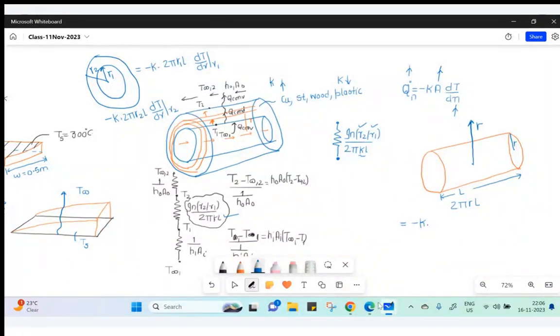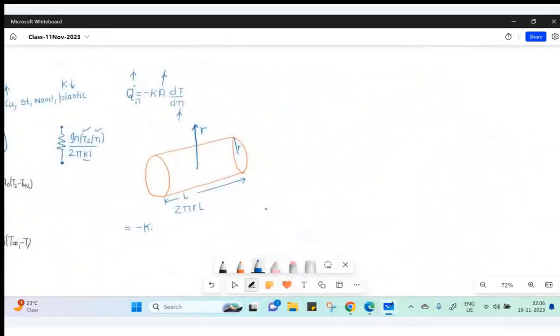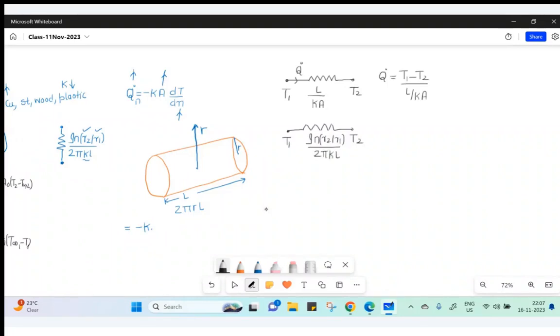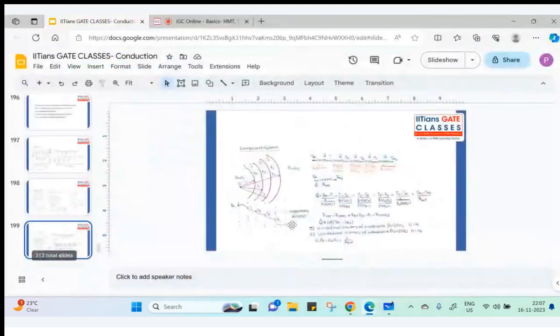Okay, let me go ahead now. In short, remember this. The crux is this: for a plane slab, this is the final thing you should remember, because derivations are too lengthy. Q dot is equal to (T1 minus T2) by L by KA. Similarly, in case of a cylindrical system, Q dot is equal to (T1 minus T2) by ln(R2/R1) by 2 pi KL. If you remember this, you are there. Let's look at it again.